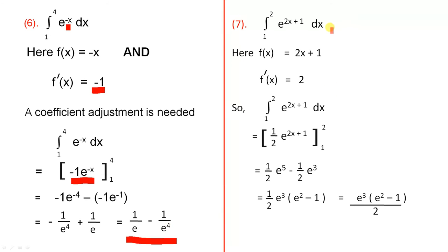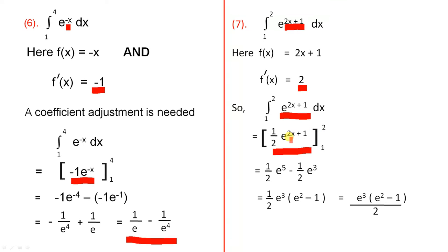And the last example, we're integrating e to the 2x plus 1 between 1 and 2. f(x) is 2x plus 1. When we differentiate that, we get 2. So we're only adjusting the coefficient. So the integral of that term is this one. We've just adjusted the coefficient from 1 to a half.